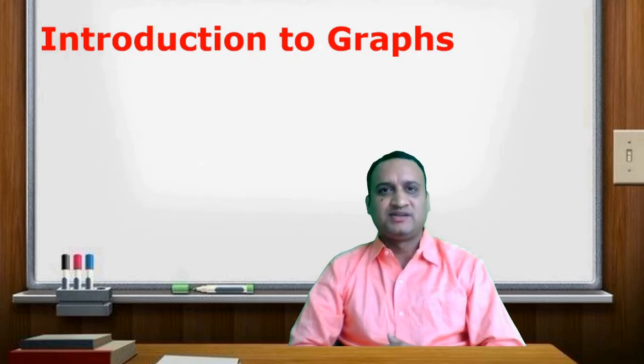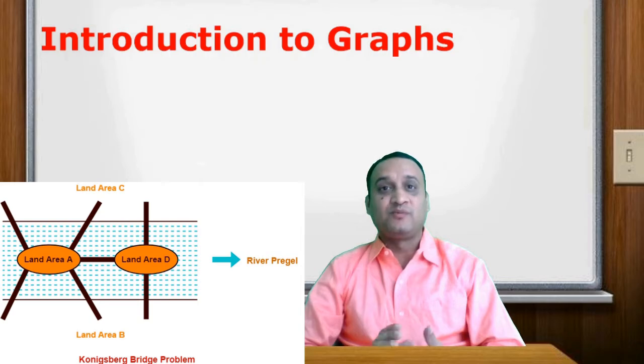Going back to history, the town of Königsberg in Russia was divided into 4 districts by the river Pregel, and 7 bridges connected these 4 districts. The citizens were curious to know whether it was possible to start from some location, walk through all the bridges exactly once and return to the starting point.